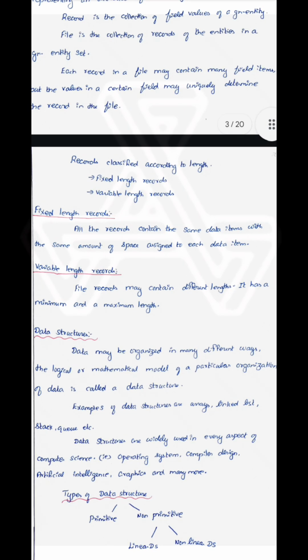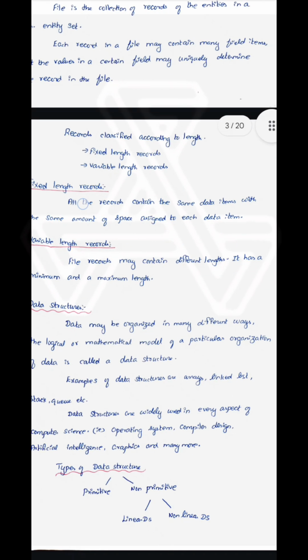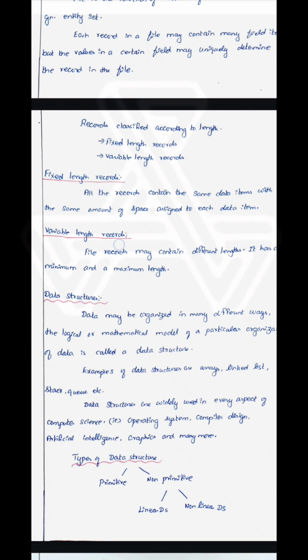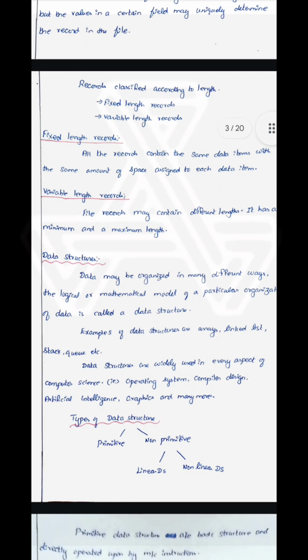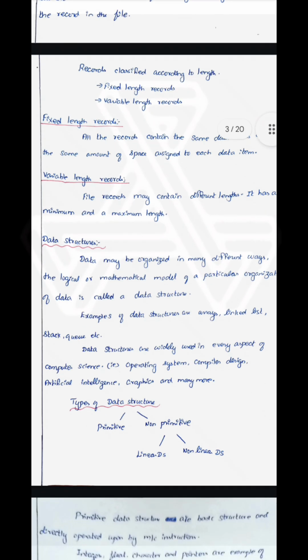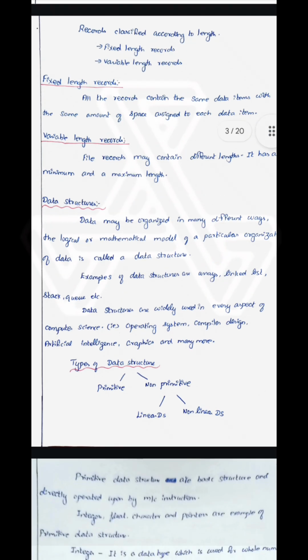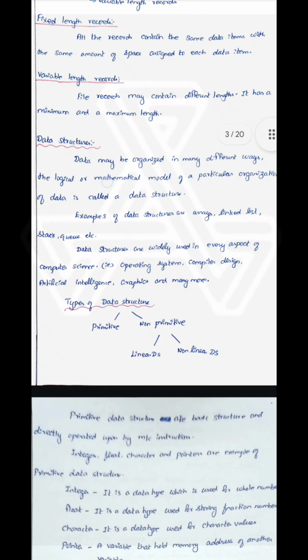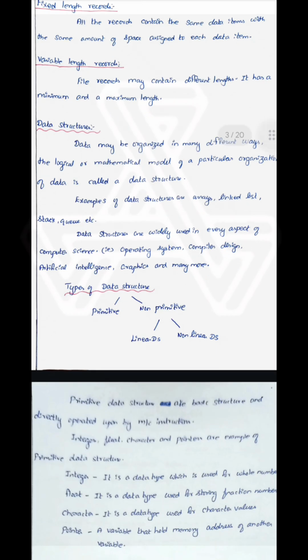Each record in a file may contain many field items, but the value in a certain field may uniquely determine the record in the file. Records are classified according to length: fixed length records and variable length records. In fixed length records, all the records contain the same data items with the same amount of space assigned to each data item. In variable length records, file records may contain different lengths. It has a minimum and a maximum length.